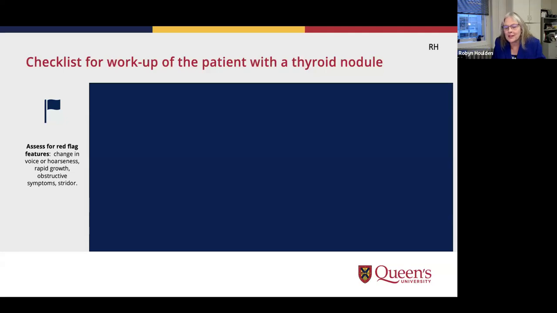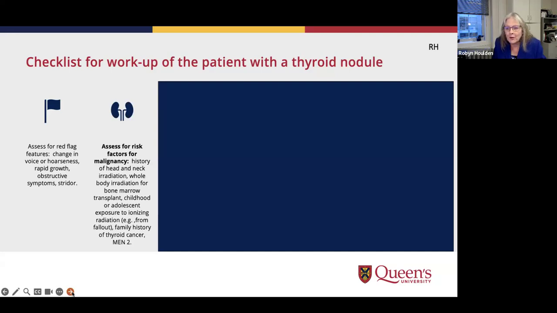So anyways, the first thing we say is the checklist. First step we're going to do is look for red flags, things that would maybe make us want to make a referral sooner rather than later. So change in voice, hoarseness, rapid growth, obstructive symptoms, stridor. And then the next step is we want to think about whether there are risk factors. So we're going to take the time to ask about head and neck radiation, whole body radiation, if they were exposed to nuclear fallout. And I actually have had people in Kingston that have told me that they were in Chernobyl at the time of the big accident. And then we're going to take the time to ask about family history of thyroid cancer.